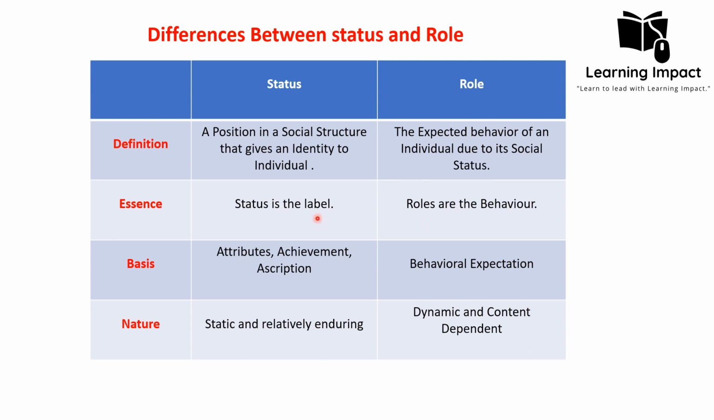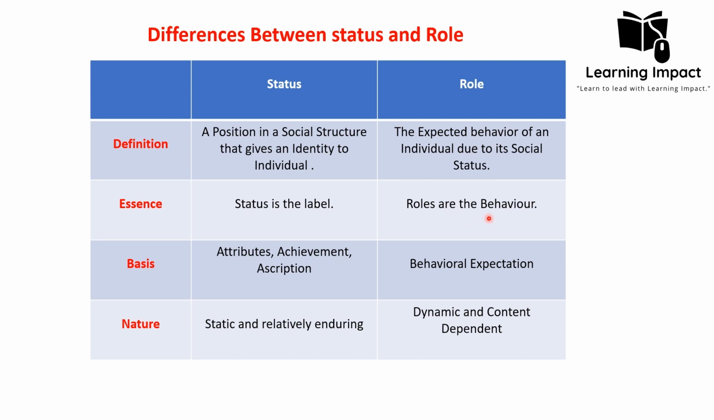Some status can be changed. For example, I'm a sociology lecturer, this is my status, but if tomorrow I start teaching another subject, of course the label will change and I'll be called a lecturer in another subject. So some status can be changed, which is the achieved status, and some status remains permanent, which is the ascribed status.